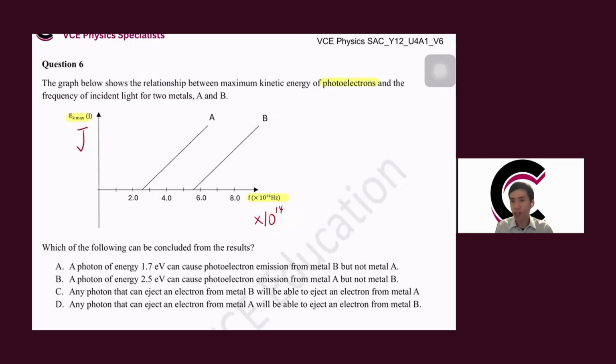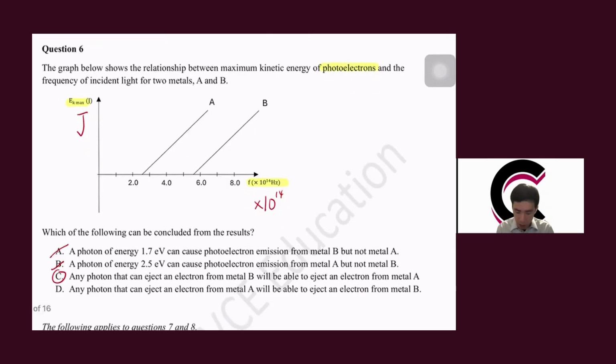If you analyze the question carefully, I can eliminate options A and B immediately without doing any calculations. And I would say C is the correct choice. Because if you look into it, what does C say? Any photon that can eject an electron from metal B. Now note that metal B has a greater work function than metal A.